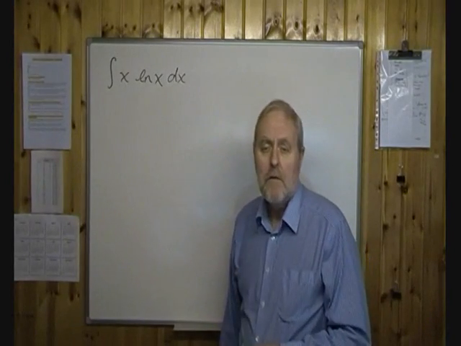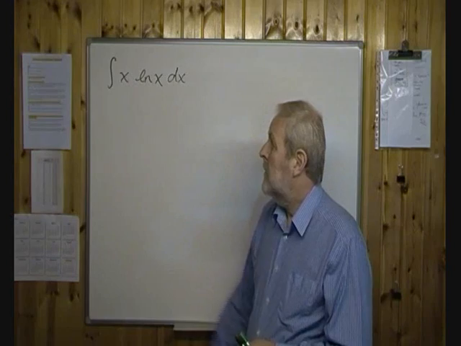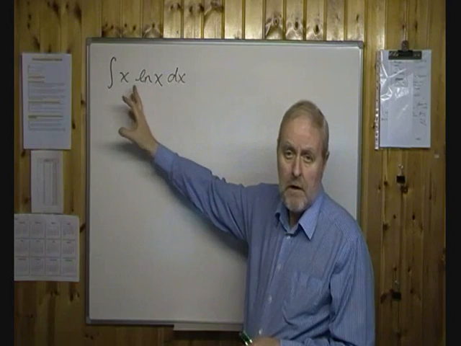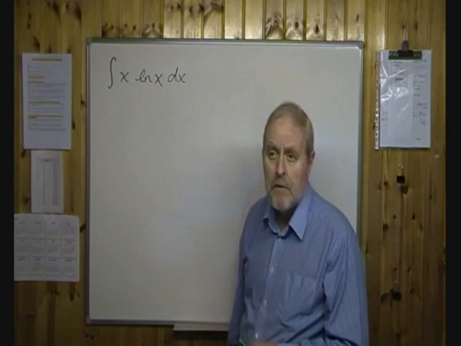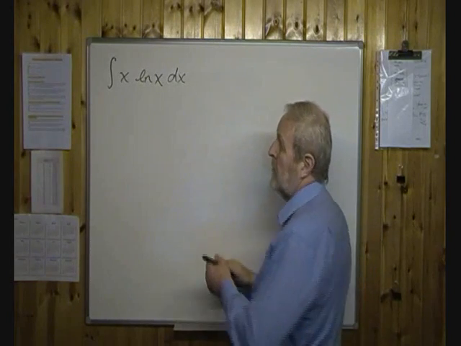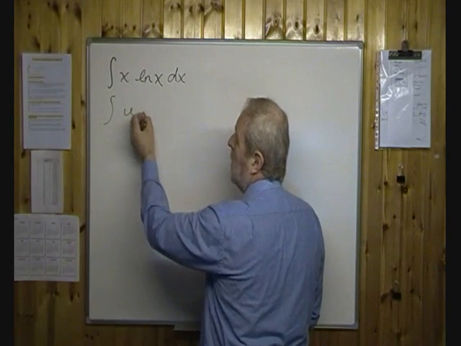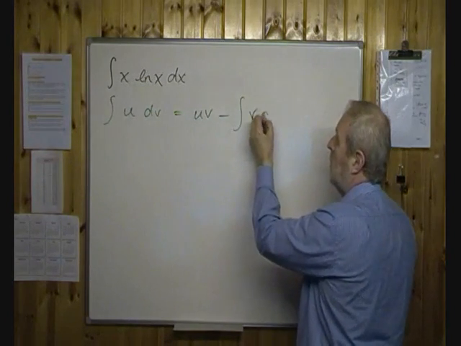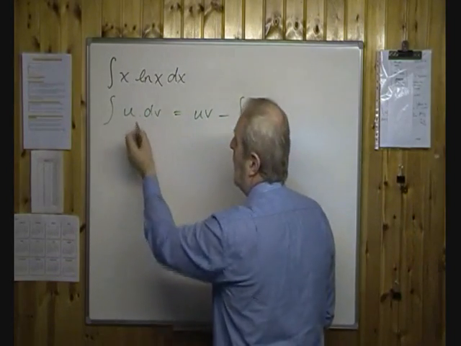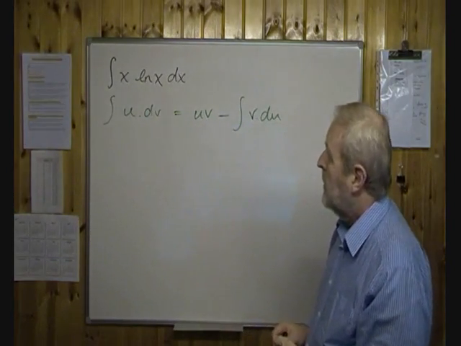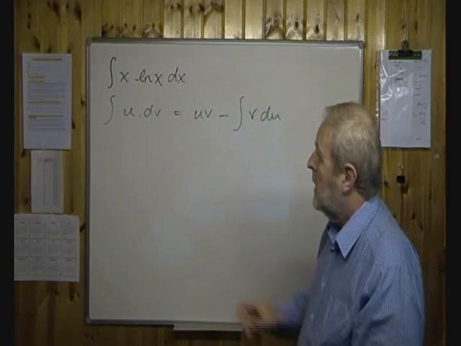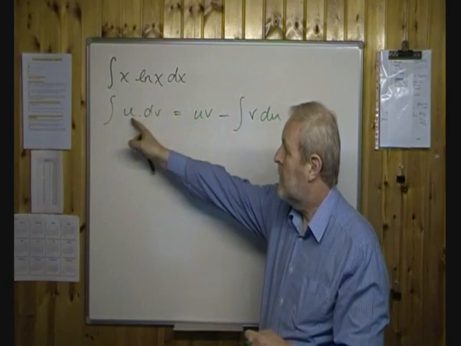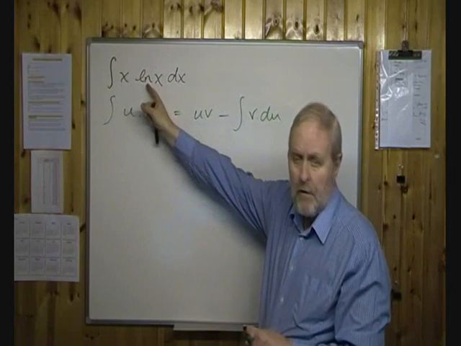The integral of x log x is done by parts, and we have a product of two functions which is characteristic of all integrals which we attempt to do by parts. Now the formula for the integration by parts is the integral of u dv equals uv minus the integral of v du. In this situation we define the u term as log x, because although we can differentiate log x, we don't know how to integrate it.